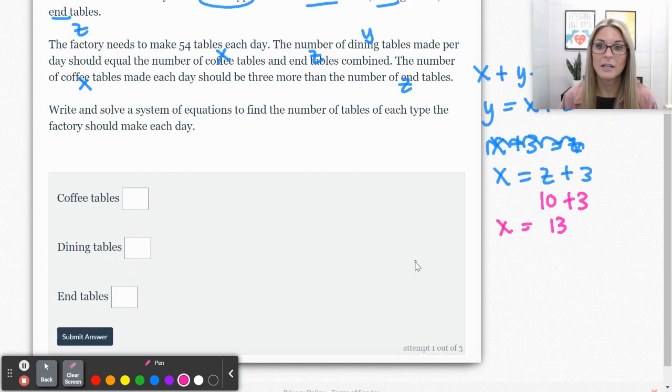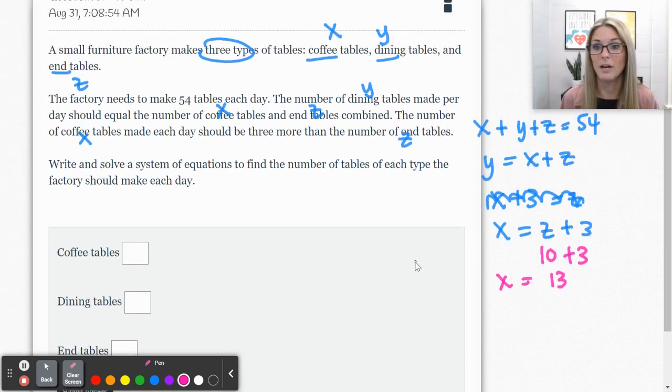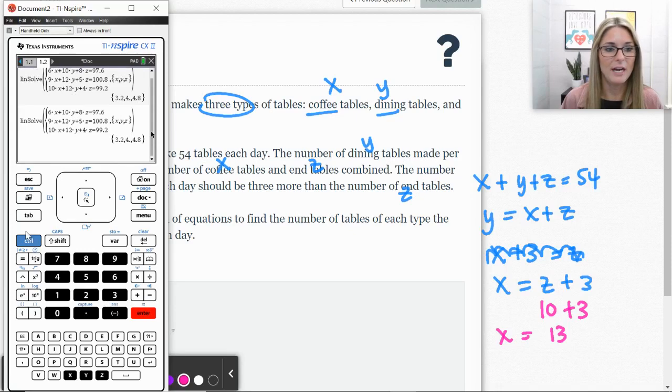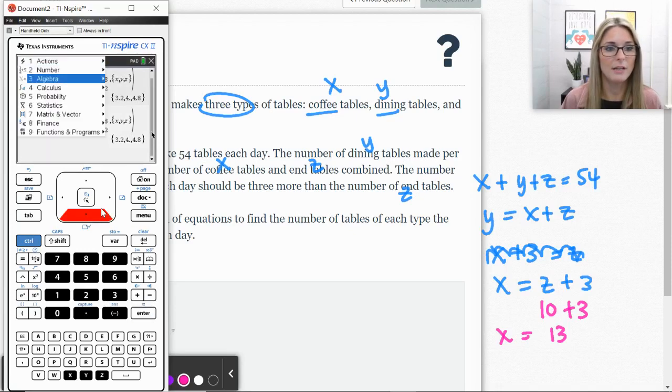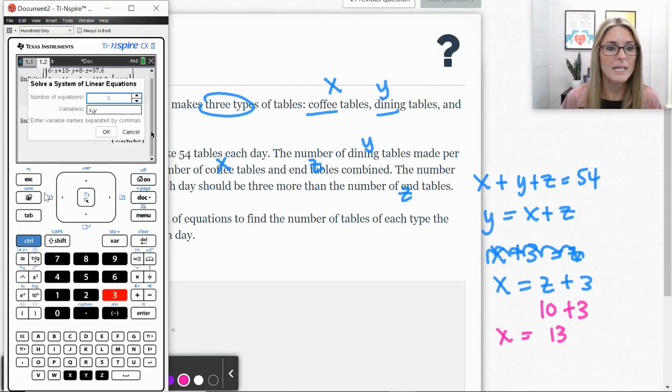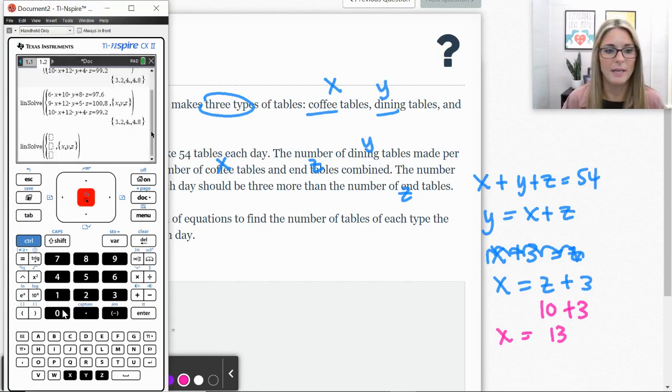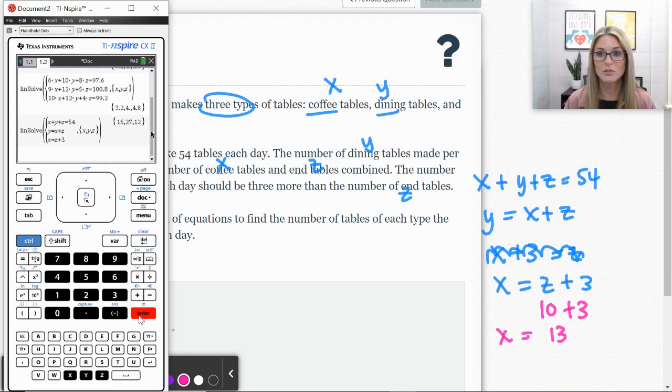I'm going to grab the calculator and type in our equations, and then in these boxes, put our answers. So let's see. I'm just going to hit enter there, and let's do another menu, algebra, solve systems. We have 3, use the tab key, and let's type in x plus y plus z equals 54. Then we had y equals x plus z, and then x will be equal to z plus 3. Enter. We've got 15, 27, and 12, and I can go back and check the reasonableness of my solution.